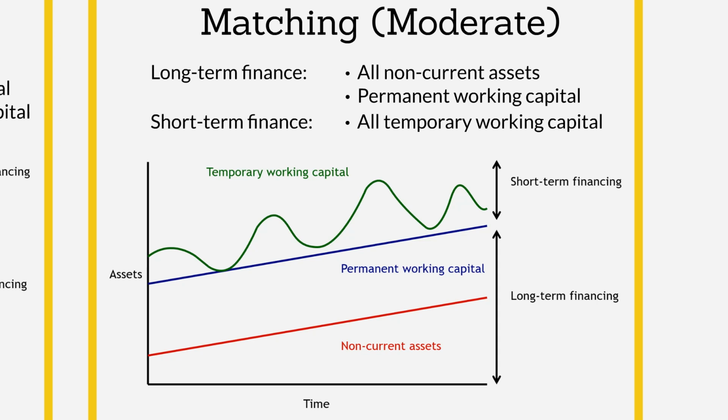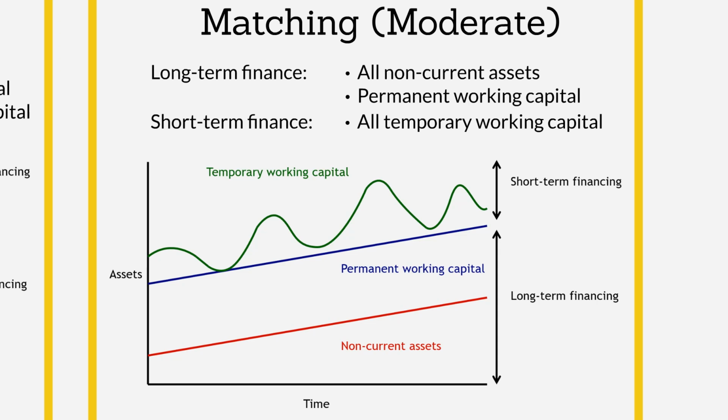Why this mixture? Why do we finance temporary working capital with short-term finance and permanent working capital with long-term finance? Well, an entity that uses the matching approach will seek to match the expected life of its assets to the expected life of the finance that it used to purchase them.